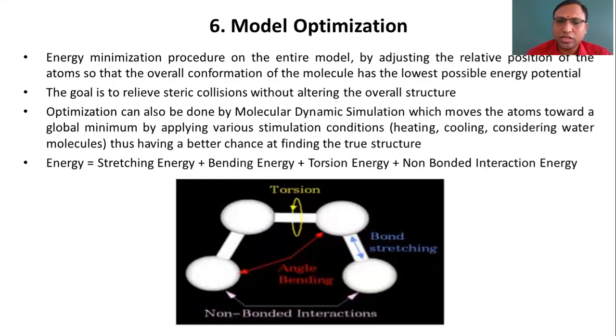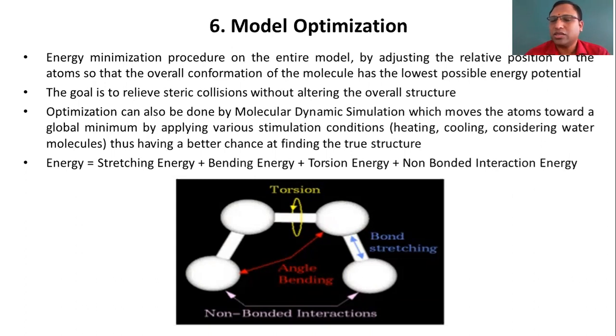Then model optimization. Once everything is there, model optimization has to take place. It is an energy minimization procedure of the entire model, adjusting the relative positions of the atoms so that the overall conformation of the molecule has the lowest possible energy potential. So we are reducing it, so that the model can be used for various purposes.